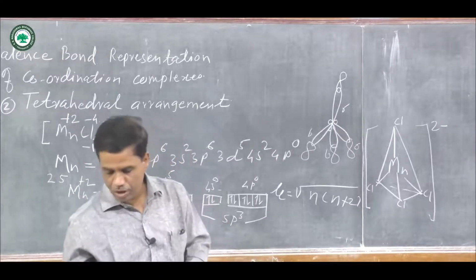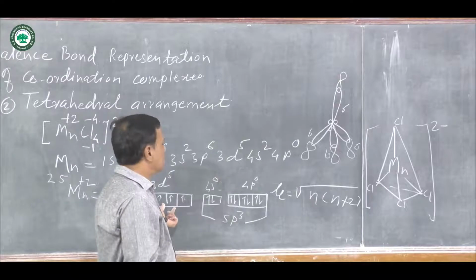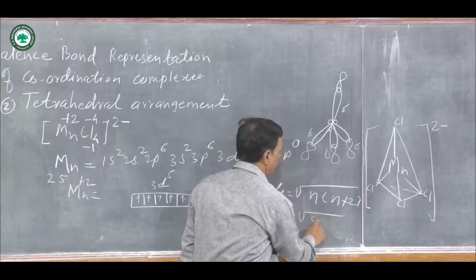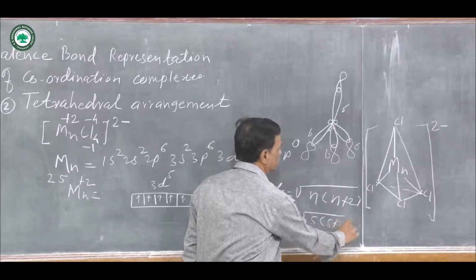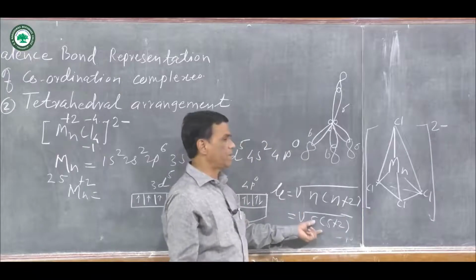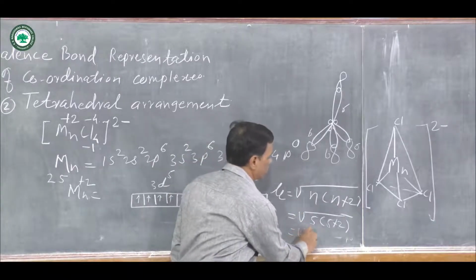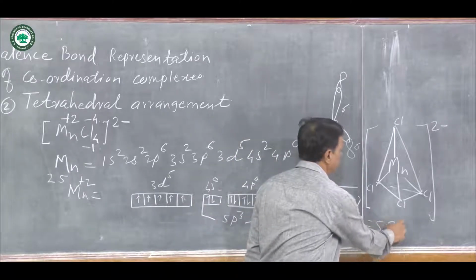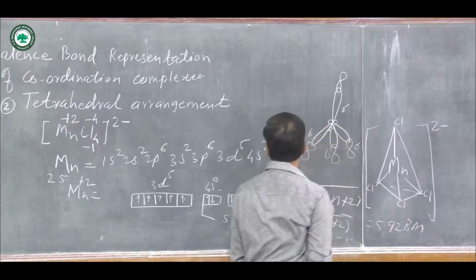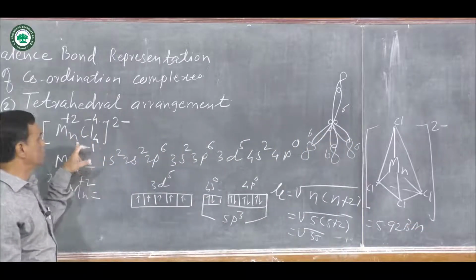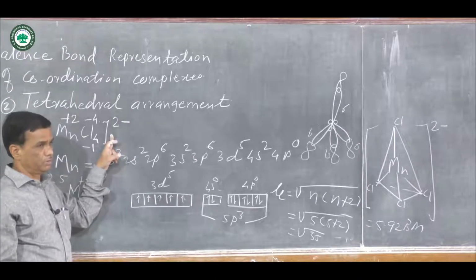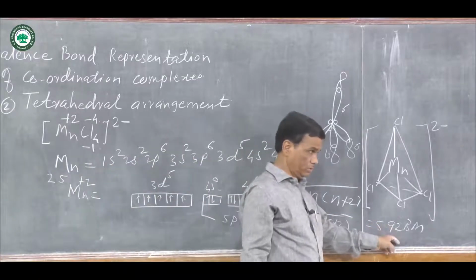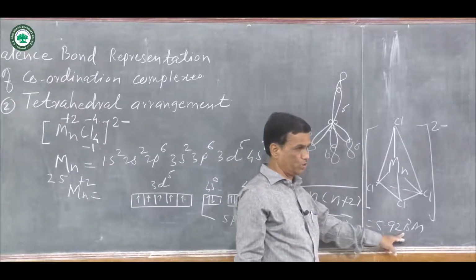Where n is equal to the number of unpaired electrons. Here 5 unpaired electrons are there, that is equal to the square root of 5 into (5 plus 2), which is 7. 7 multiplied by 5 is equal to root 35, and root 35 is equal to 5.92 BM. If you prepare that complex ion MnCl4 2- and measure its magnetic moment, the value is around 5.92, and that value is 5.90 BM.